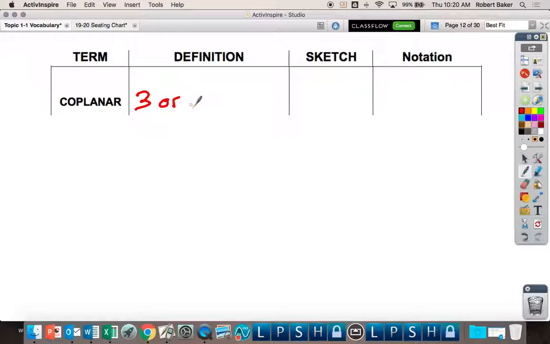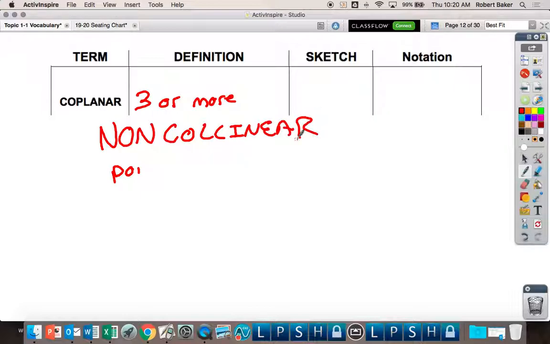Three or more non-collinear points on the same plane. That non-collinear thing is super important.